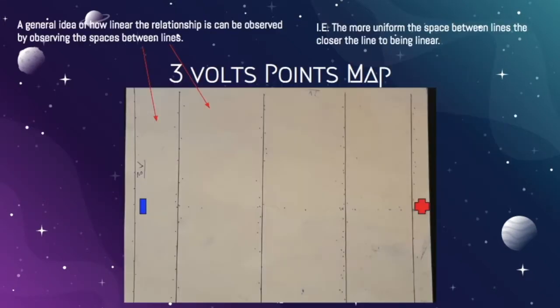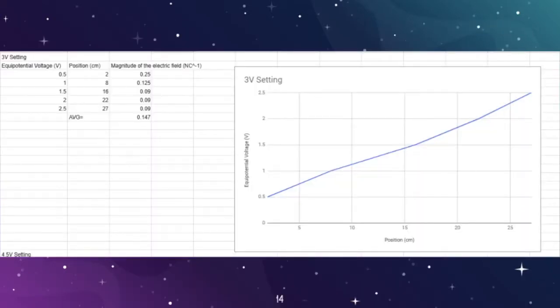You can get a general idea of how linear the line is going to be by how uniform the space between the lines are. The closer the lines are to being uniform, the more linear the line will be. This is our 3 volt setting. With the voltages, they were measured directly from the power pack with the multimeter, so they're not exactly what was presented on the setting. For example, this was 2 volts, but we recorded 3 volts. As you can see, the graph is fairly linear.